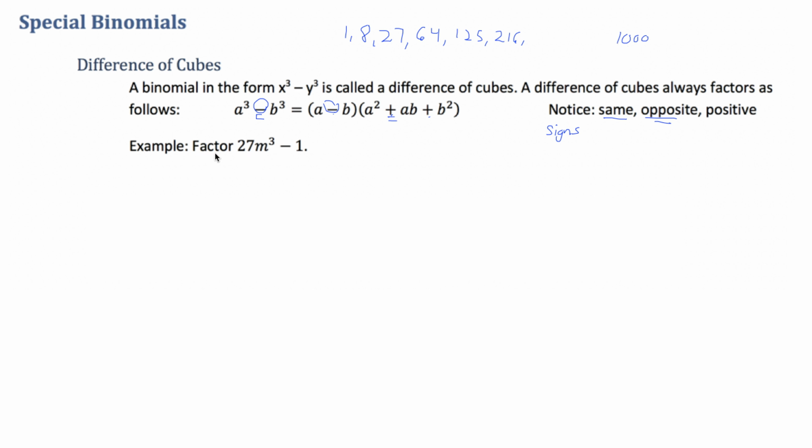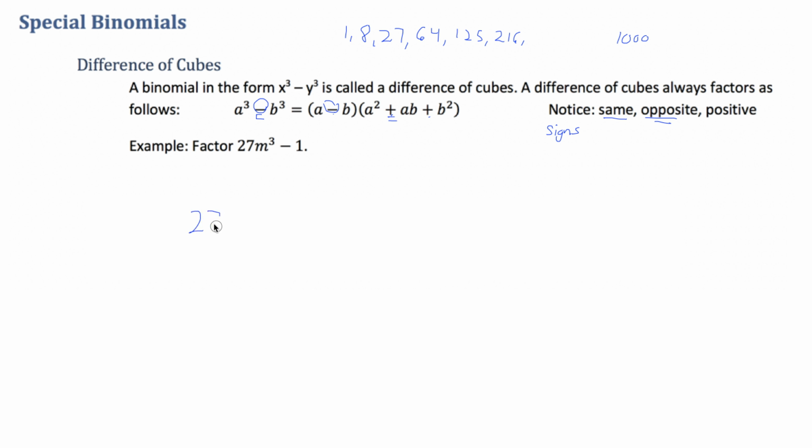So here we are told to factor this. We want to know, first of all, is there a common factor? There is not. Just 1 goes into both of those, and we don't factor out a 1. So now we think, are these perfect cubes? Is 27 a perfect cube? Yeah, it's right here. It's 3 cubed. m cubed is a perfect cube, and 1, which oftentimes people forget, is a perfect cube.